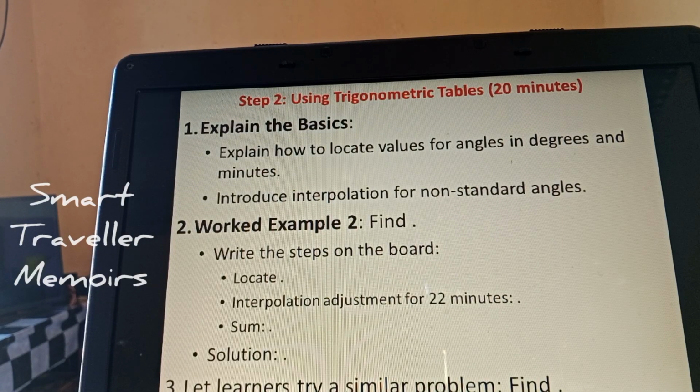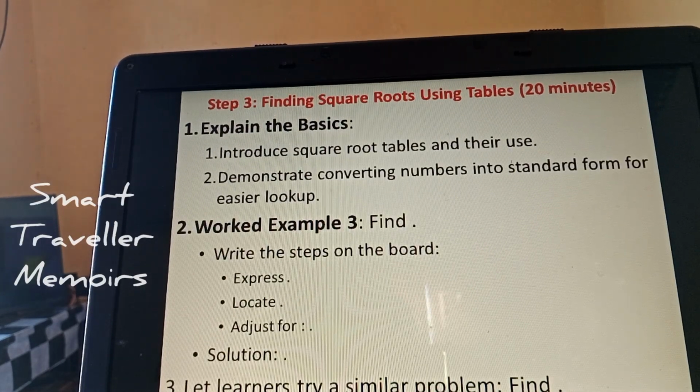Step 2, explain basics. Explain how to locate values for angles in degrees and minutes. Introduce interpolation for non-standard angles. Worked example 2, write the steps on the board, locate. Interpolation adjustments for 22 minutes, sum, and then solution. Let learners try a similar problem, find. These examples are ahead of this video in the teacher's notes.